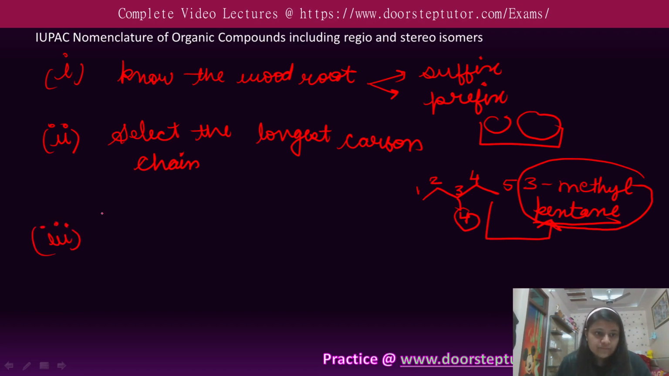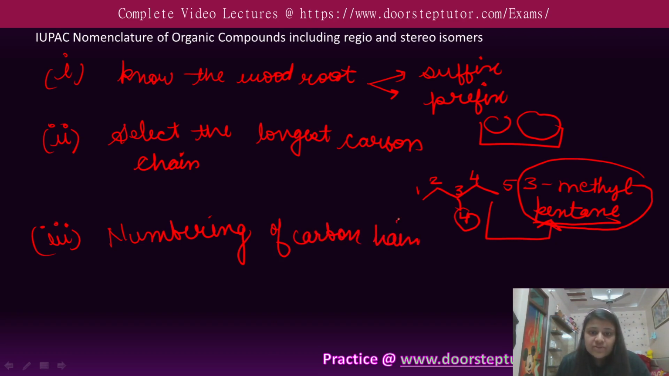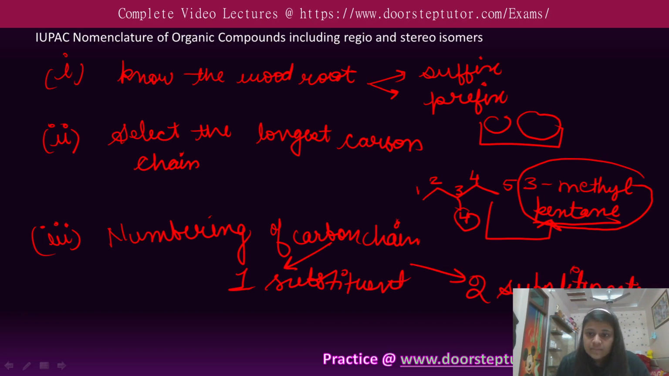Third rule is numbering of the carbon chain. Numbering of the carbon chain when we have substituents. When we have one substituent, what's the rule for that, and what is the rule when we have two substituents? I'll tell you. When we have one substituent and when we have two substituents, just consider one example.